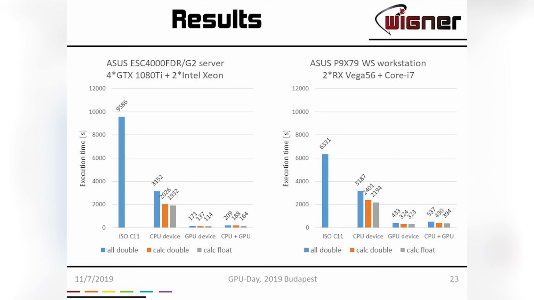Showing this workstation next to an NVIDIA server, which had 4 GPUs inside, an ASUS server, using 4 GPUs does show its benefits, which is to be expected. What is kind of interesting in this comparison is that the CPU runtime, especially in the ISO C11 implementation, but also using the CPU device, I would have expected that this dual socket Intel server would be faster, but that is not the case.